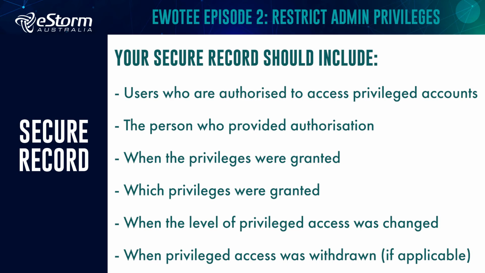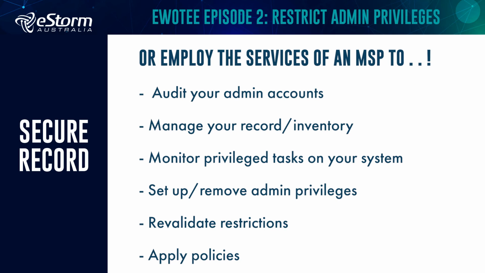Your secure inventory or record should include the following information: users who are authorized to access privileged accounts, the person who provided authorization for those privileges, when the privileges were granted, what privileges were granted, when privileges were last reviewed, when the level of privileged access was changed and to what extent, if applicable, and also, if applicable, when privileged access was withdrawn. Alternatively, you can request the services of an outsourced IT company to assist with auditing your admin accounts and privileges and managing your inventory.